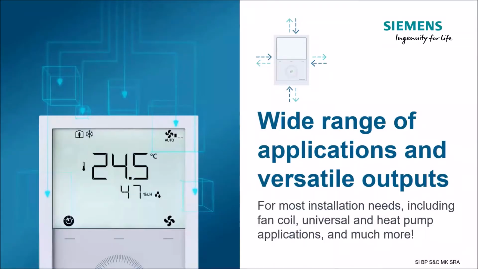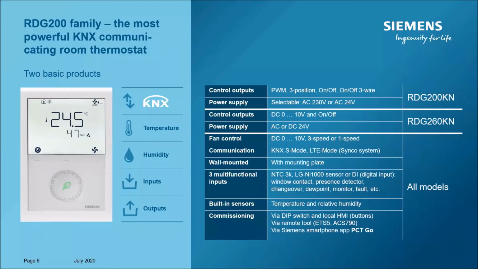In order to fit most commercial applications, those devices really need to have quite some flexibility. We are now diving a little bit more into the functions and the hardware functions of those products, and this will show you how powerful it is. We have today 2 products, RDG200 and RDG260 KN, and they both have built-in temperature and humidity sensors. They have, of course, KNX, some inputs and some outputs. And the main difference between those two devices is the output logic.